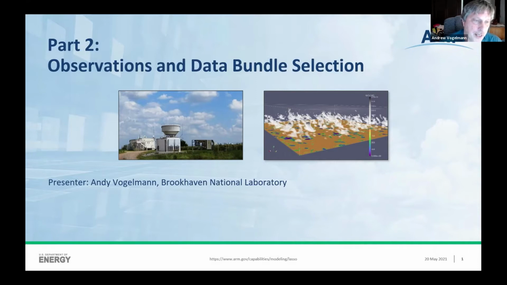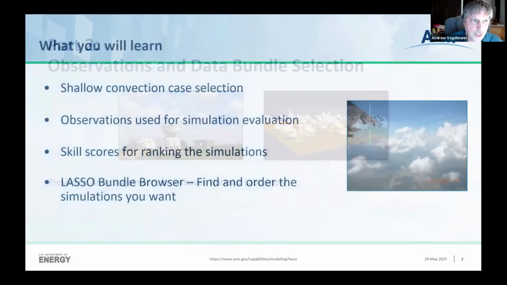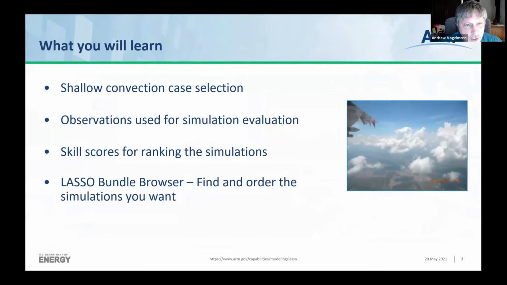I'm Andy Vogelman, and I will be presenting on behalf of the team on the observational parts and also the data bundle selection. So what you're going to learn in this section is how we selected our shallow convection cases, the observations that we use for simulation evaluation, and then the skill scores that basically combine the observations and the model outputs so that we can rank the quality of the simulations. And then finally, the LASSO bundle browser is the best port of entry, so to speak, where you can find, sort, and order the simulations that you want.